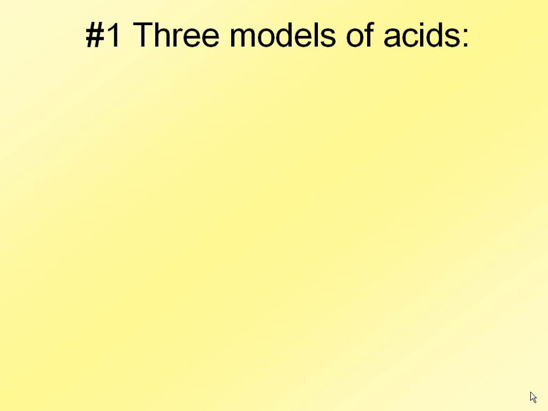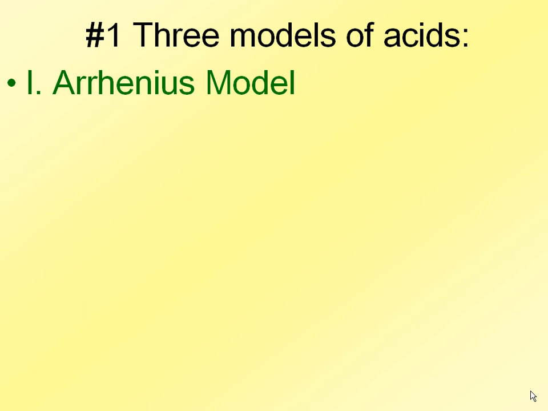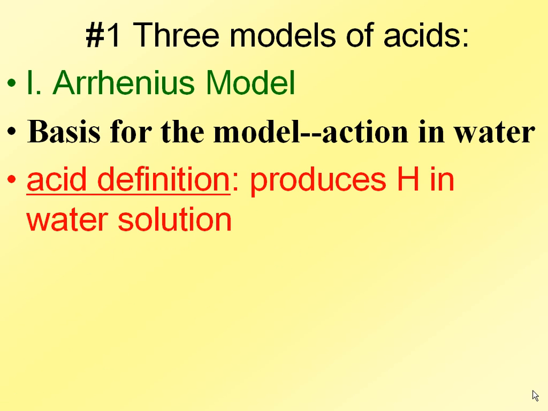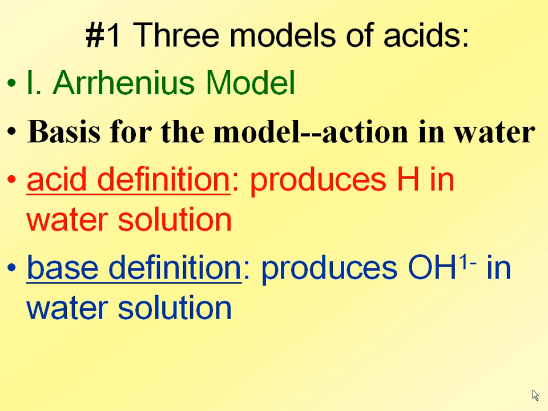Three models for acids. We have the Arrhenius model. Basis for the model: action in water. The acid definition for the Arrhenius model: produces H plus ions in water solution. Base definition: produces OH minus ions in a water solution.